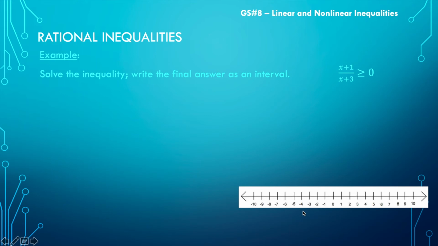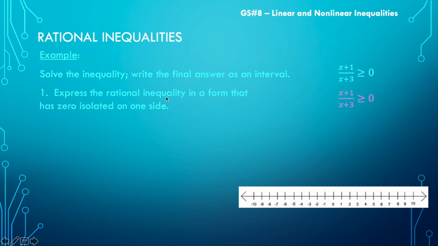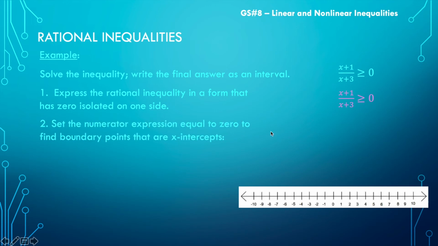All right, so we've got to do one where we've got to be careful, right? So here is a rational inequality: (x plus 1) over (x plus 3) is greater than or equal to 0. Okay, so we're going to first write it so it relates to 0, which it already does, so we don't really have to do much with that. But then we're going to take that numerator expression, set it equal to 0, and solve for x.